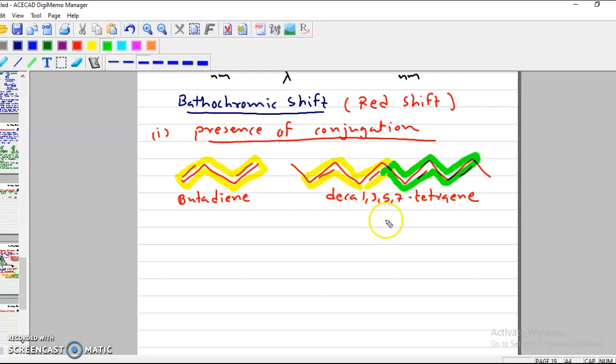Here in decatetraene, you will find shifting of pi bonds. Now the double bond will shift over here, so the pi bond comes over here. The second pi bond will reach here. Next will be like this. So both are the same. This is also deca-1,3,5,7-tetraene. So here you will find resonance.